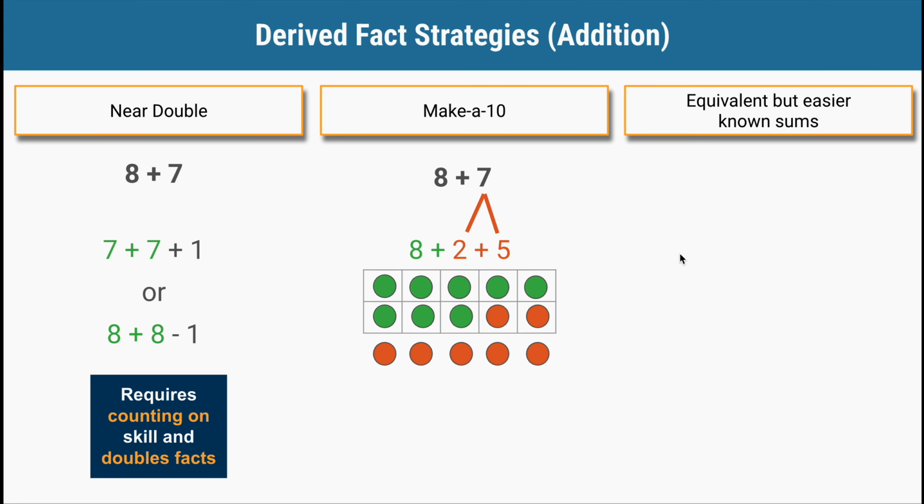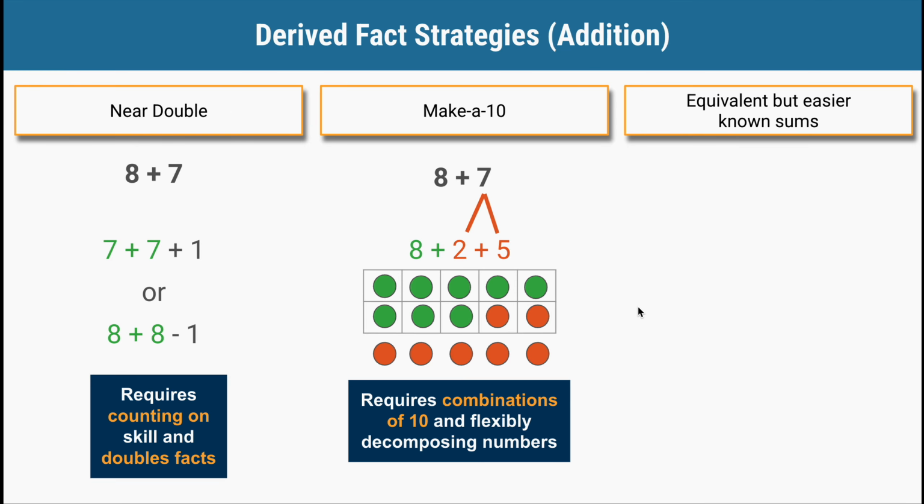Make a 10 is when we use our ability to decompose numbers to make a 10 to make the addition easier. So again, same problem, 8 plus 7. Let's say if I know that 8 plus 2 makes 10, that's one of my combinations of 10 that I need to know. I can split 7 up part into 2 and 5. My 8 plus 2 is going to fill in that 10 frame. That's my combination of 10, and then I have 5 left over to get to 15. That requires the combinations of 10 and flexibly decomposing numbers.